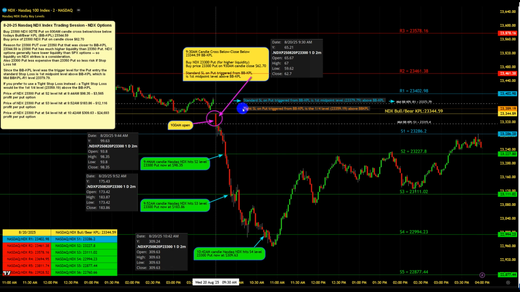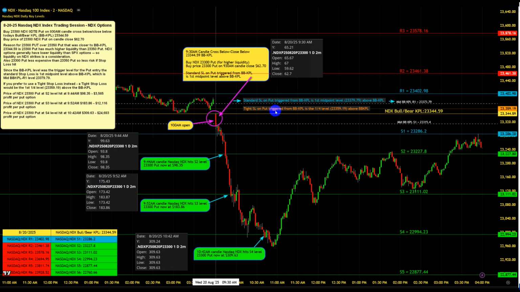If your risk profile is the type that you prefer tighter stop losses, using this indicator, a tight stop loss on this type of entry would be the first quarter level above the bull bear key price level, whereas the standard stop loss would be the first midpoint level.